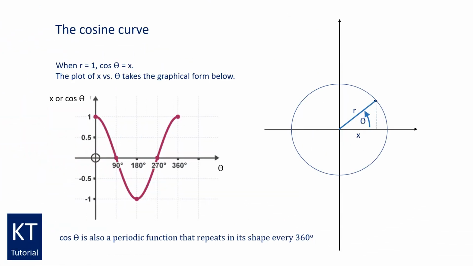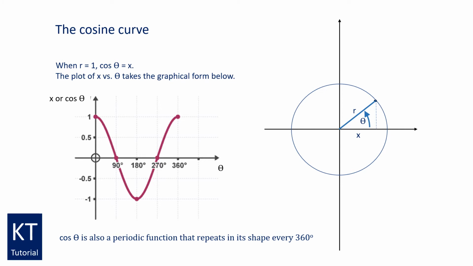Separately, if you take its horizontal component, which is labeled here as x, as theta moves from 0 to 90 degrees, x will move from being r to 0. As it moves from 90 to 180 degrees, x will change from 0 to minus r, and so on.